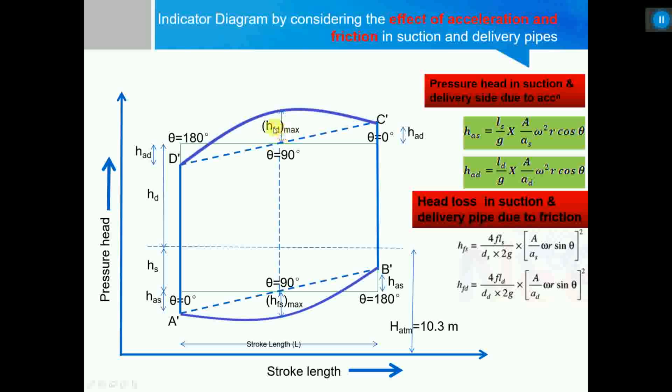Here you can see HFD max is the maximum value of HFD, whereas HFS max corresponds to the maximum value of HFS, and it occurs when theta is equal to 90 degrees. So this one is the indicator diagram when we consider the effect of both acceleration as well as friction.